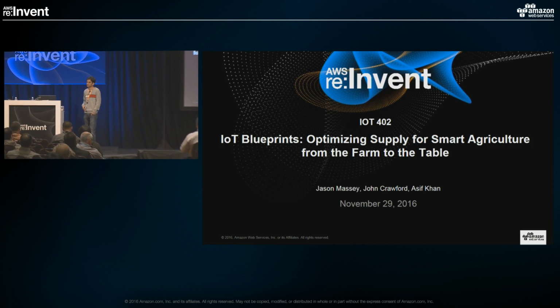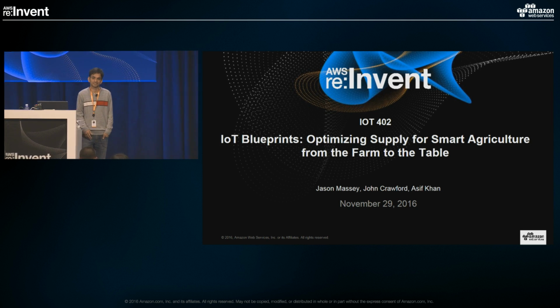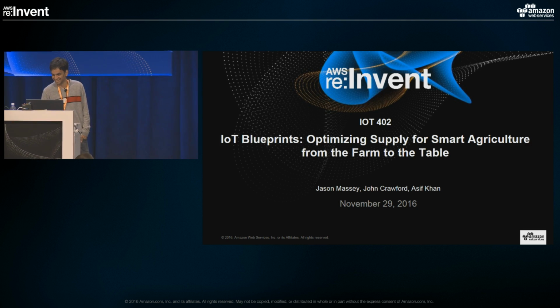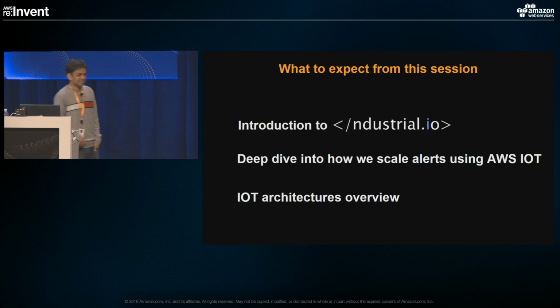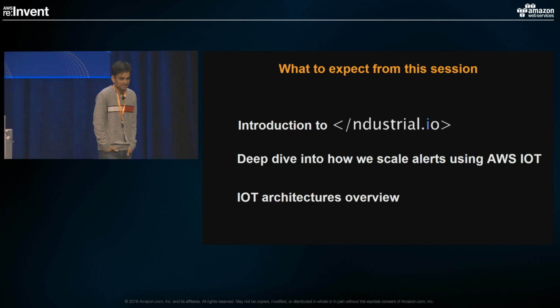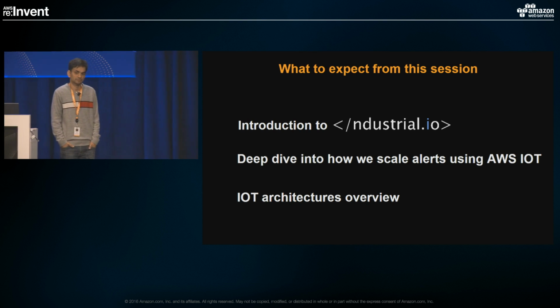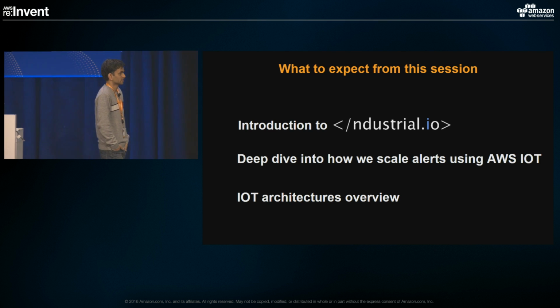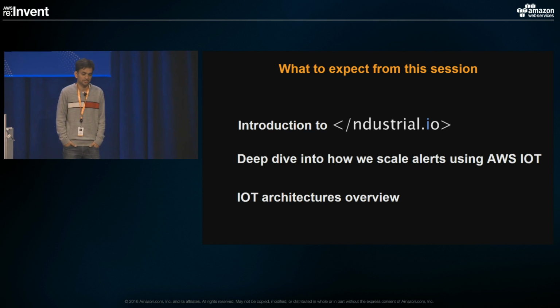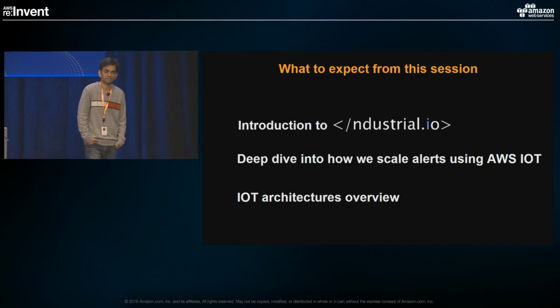So we've heard a lot about the farm, and we are living in a time lapse this week. So for part of the data, what we're going to talk about in this session. My name is Asif Khan. I've got the CEO of Industrial IO with me, Jason Massey, and the CTO of Industrial IO, John Crawford. And they're going to talk in depth about Industrial IO and their story and how they've built their platform.